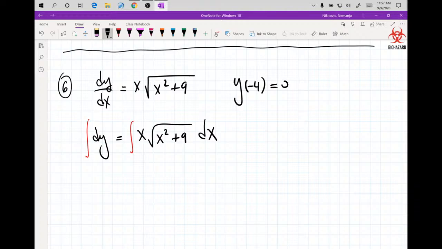Excellent. This is a basic U sub problem. Can you make it worse and do the trig sub? Of course. Would you get the same answer? Of course. You can do trig sub on this. U sub is the best answer.